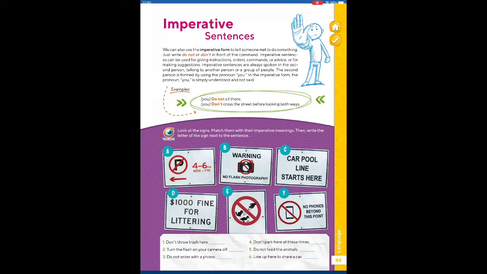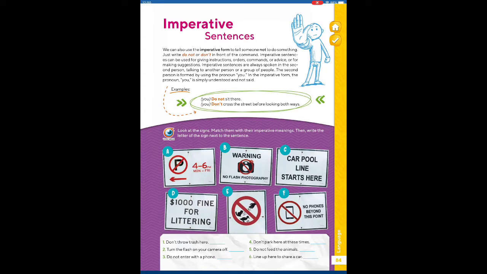For example, do not sit there. I don't say, you do not sit there. Okay, that's the difference. Don't cross the street before looking both ways. Don't cross the street before looking both ways. Now, look at the signs and match them with their imperative meanings. Then write the letters of the sign next to the sentence.